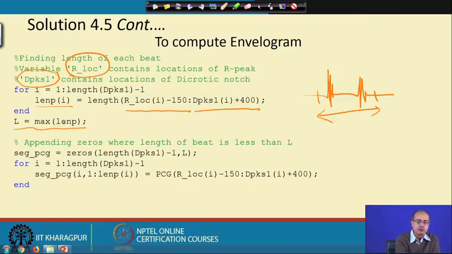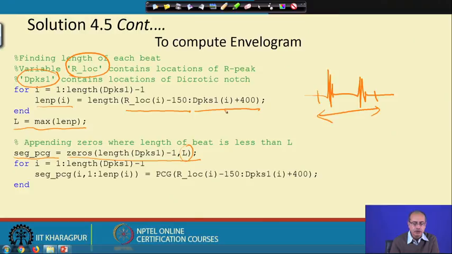It gives us what could be the maximum length. So, first we provide a container, the segmented PCG, and fill it with zeros, of that length. We know how many cycles there are, that is one variable, and another is the maximum length. Now, in the first attempt in the for loop, we have calculated only the length of that range.